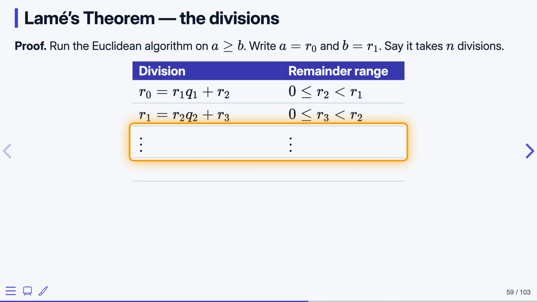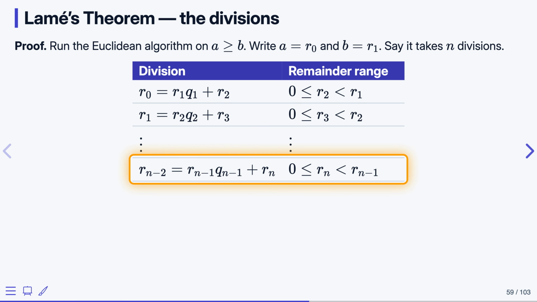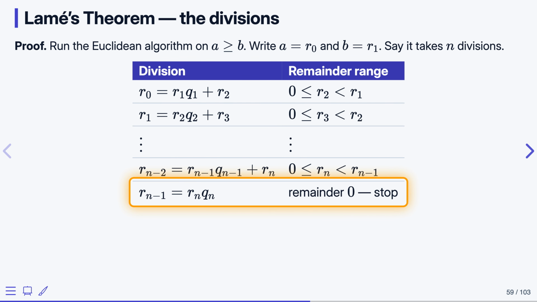The pattern repeats down the chain. The second to last division leaves the remainder R sub n. The last division comes out even. Its remainder is 0, so the algorithm stops there. The next slide turns this chain into Fibonacci numbers.